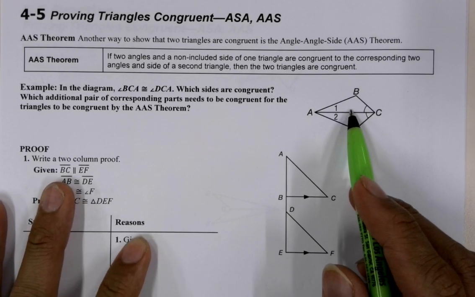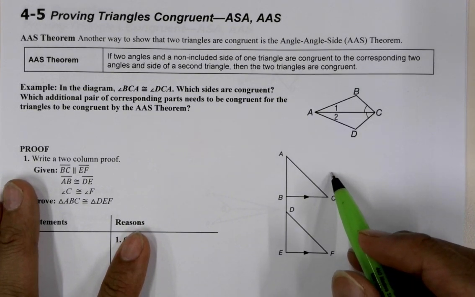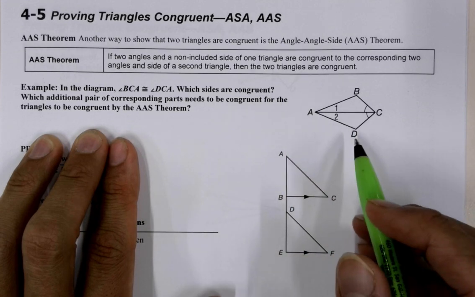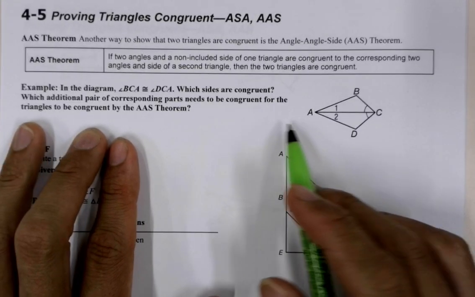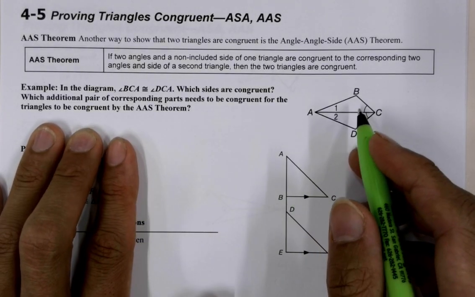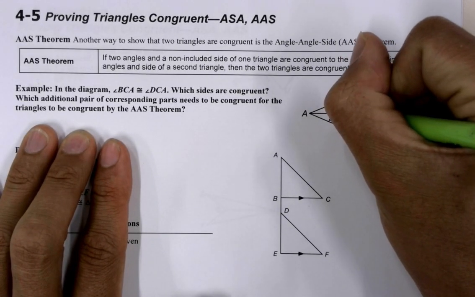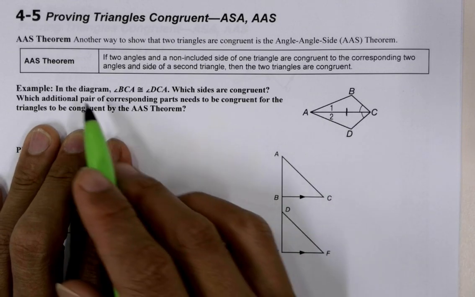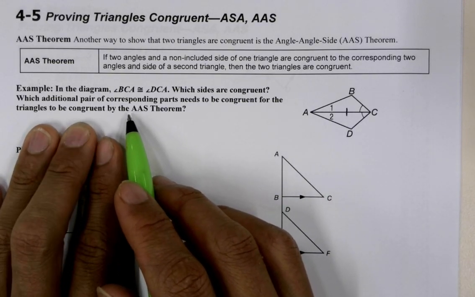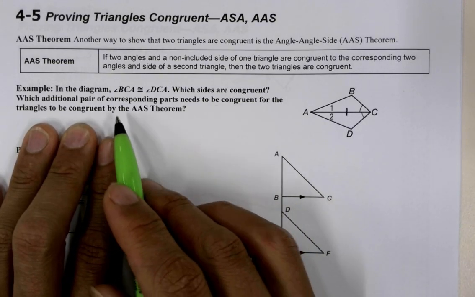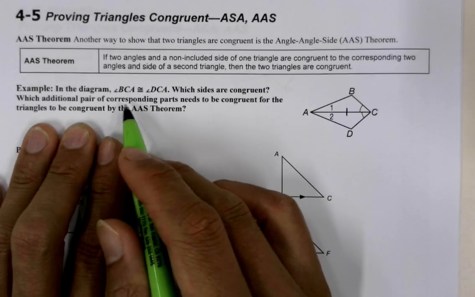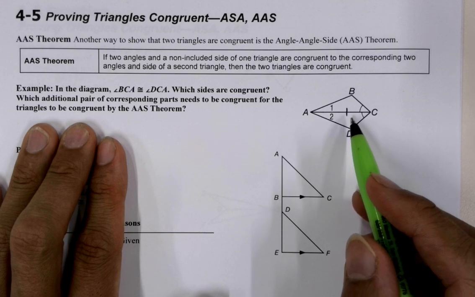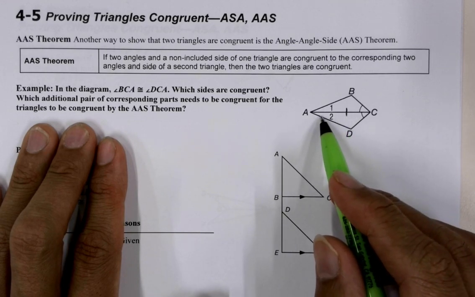And what else do we need? So which sides are congruent? Which additional pairs? Okay, so the side that is congruent is AC is congruent with AC, right? And so the question here is, what additional information do we need to be congruent so that we can use the angle side theorem? And so the way it's going to work is it can't be angle side angle.